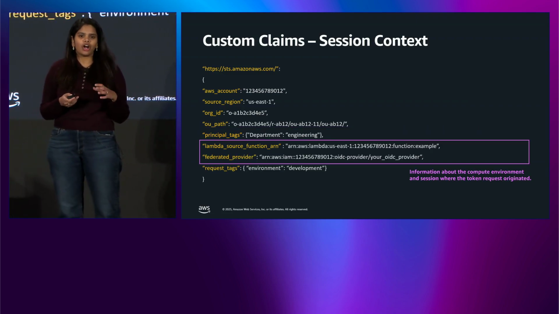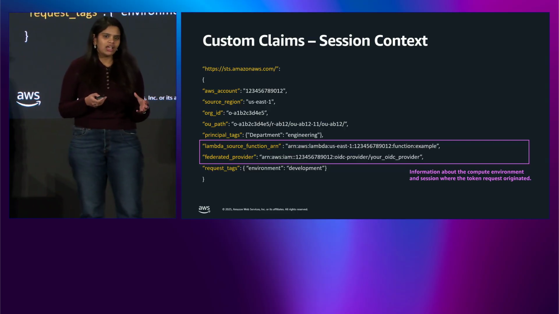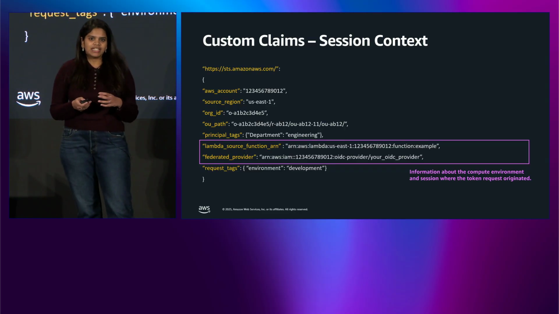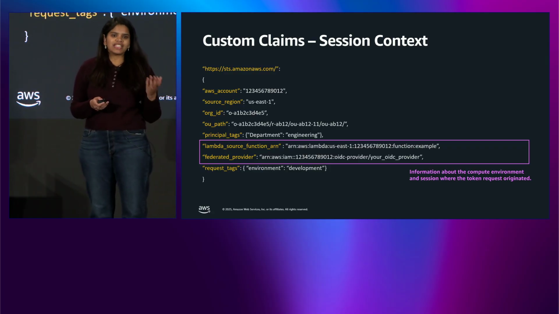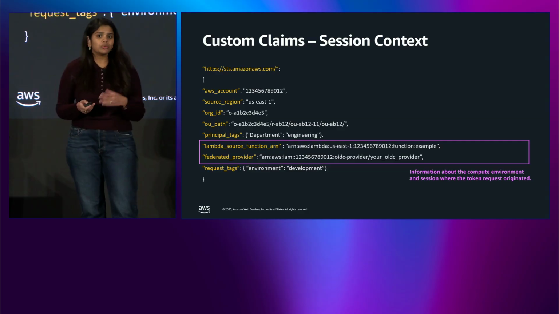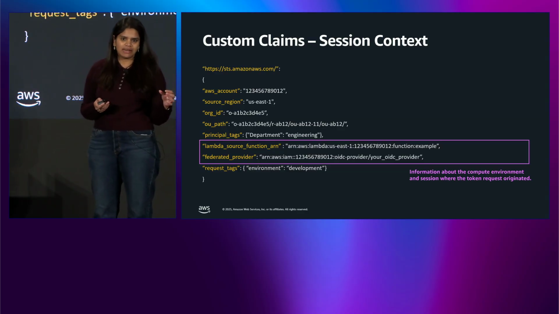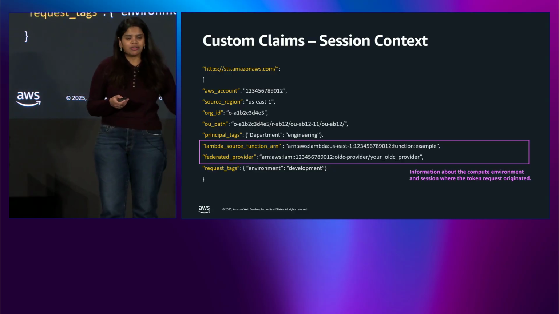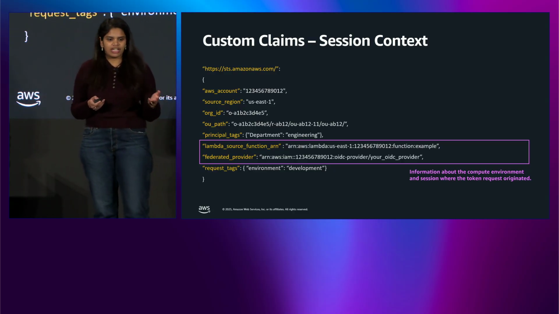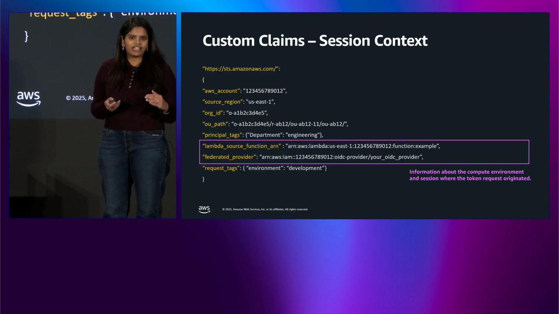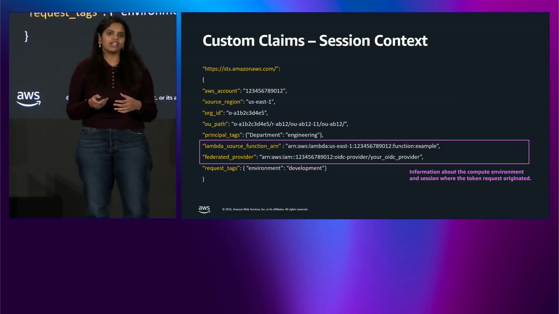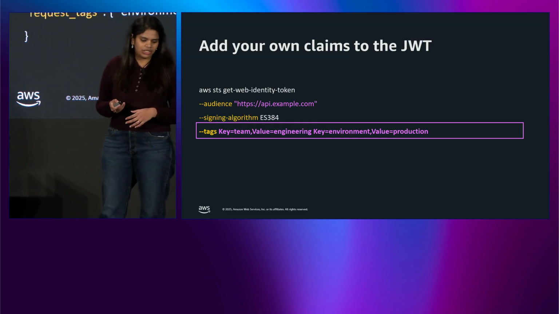Then we include some context that's particular to your compute. In Ram's example, you may have seen that there were some claims pertaining to the EC2 instance. If it was a Lambda function that's actually federating its identity, you would see Lambda function specific claims in the token. And if the identity originally federated from an external provider, we also include the federated provider. And there are a lot of other claims that are very specific to your session context and your compute context. You can go through the full list in our documentation.